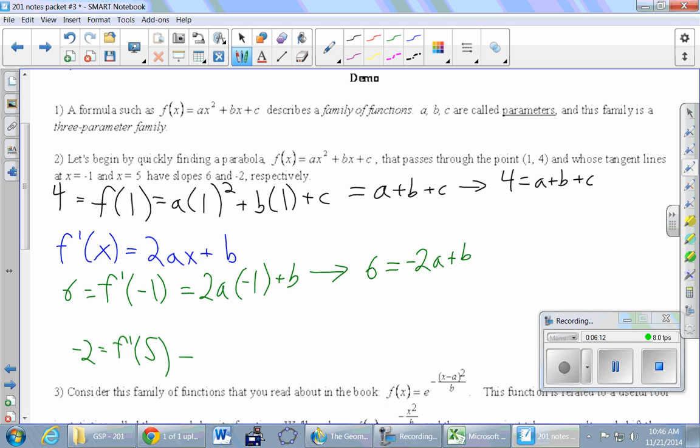And then we can do the same thing in the second equation. Here, the blue x is going to become what number? It's going to become the 5, right? F prime of 5, we just plug into blue. So 2a times 5 plus the b. So what equation do we have now? A plus b.